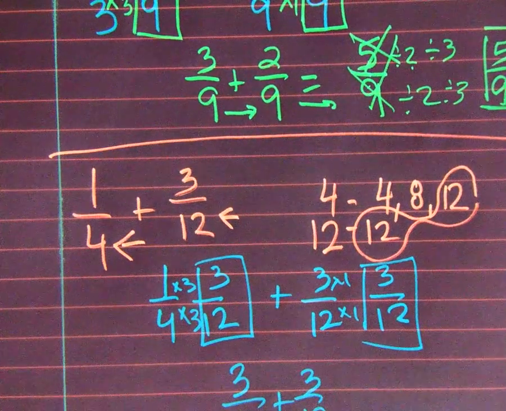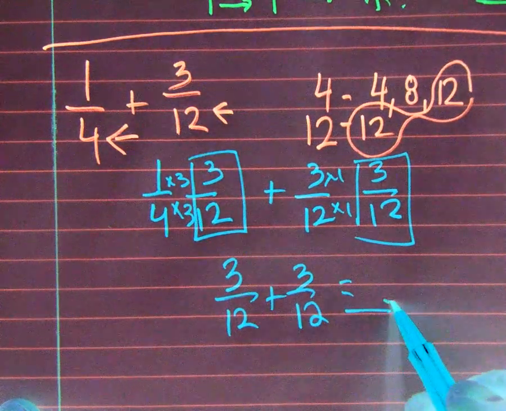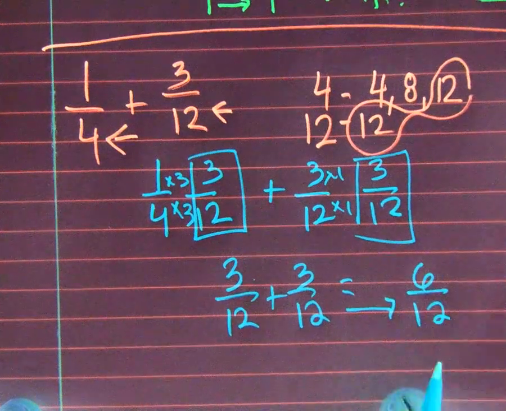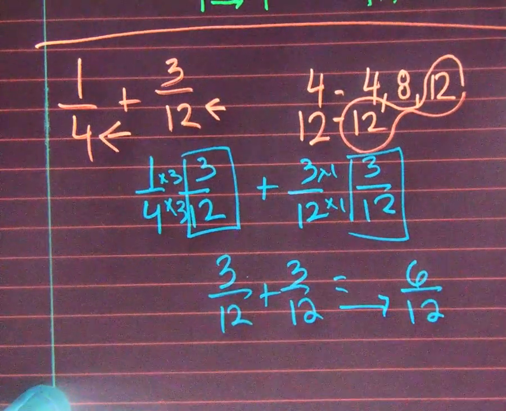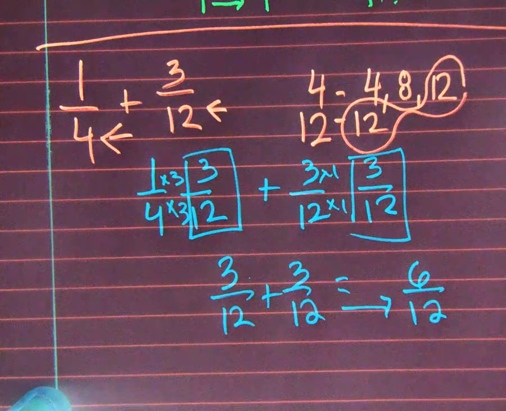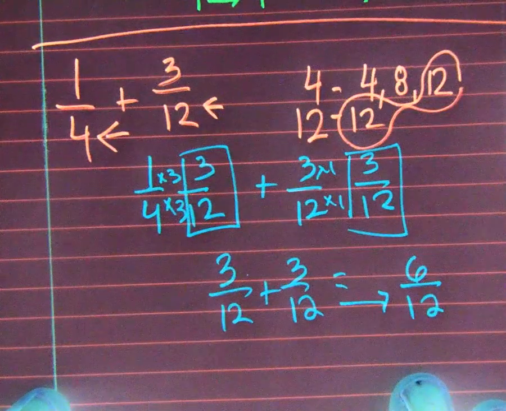3/12 plus 3/12. There. Remember, the denominators don't add, so that stays 12. 3 plus 3 is 6. So I have the fraction 6/12. Now, just because I have enough number sense to know that 6 and 12 can both be divided by 2, that tells me this fraction can be reduced.